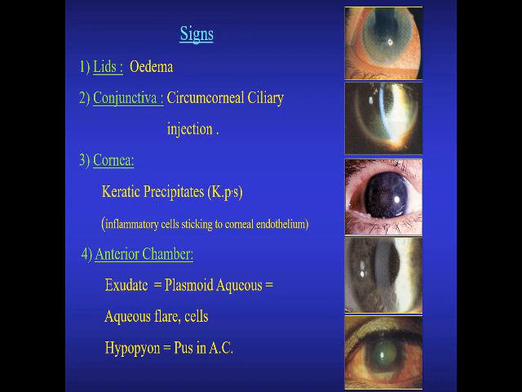Anterior chamber is filled with exudate, plasmoid aqueous, cells and flare. Aqueous cells, these are the inflammatory cells, and the aqueous flare means the exudation of proteins from the blood vessels of the uveal tract in the anterior chamber. Hypopyon, which means pus in the anterior chamber.